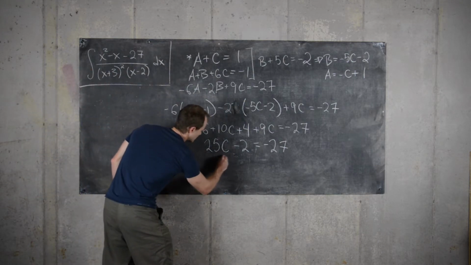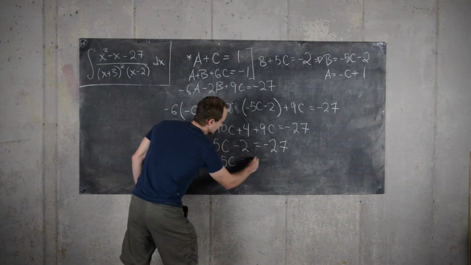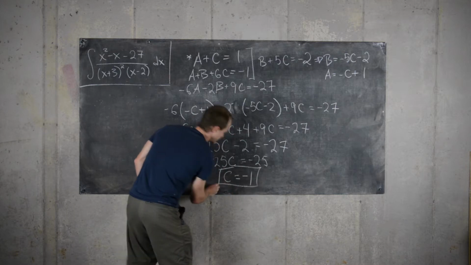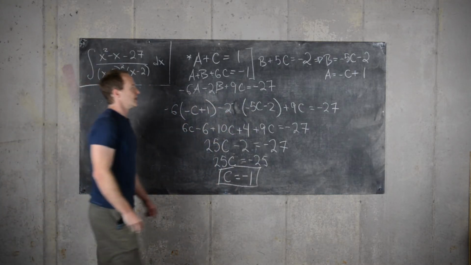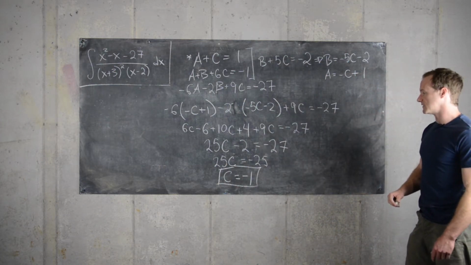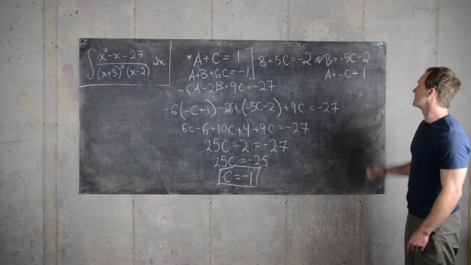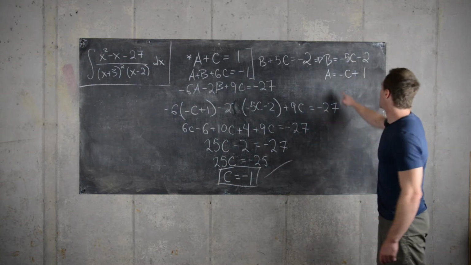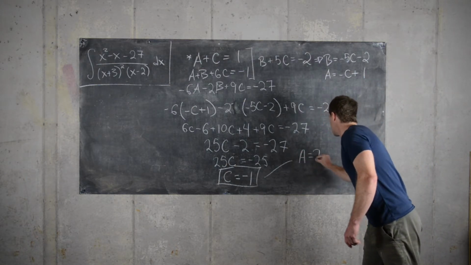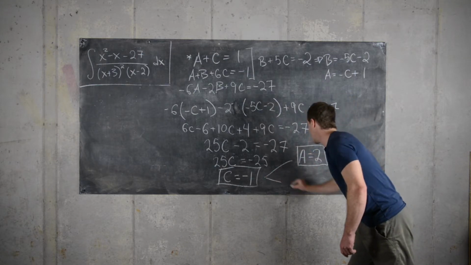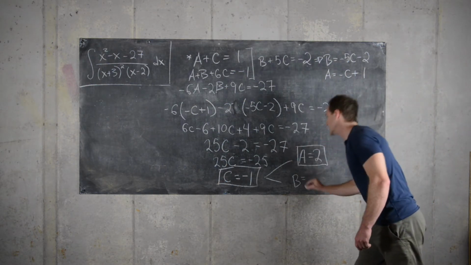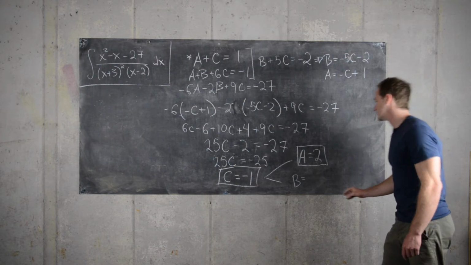Good. So we're close now. So 25c equals -25, which tells us that c equals -1. Great. Now we can use these values of b and a along with this thing that we solved for, c equals -1, to get a and b. So here we have a is -c plus 1, so that means a is 2, and then b is -5c minus 2, so that tells us that b is 5 minus 2, so b is 3.